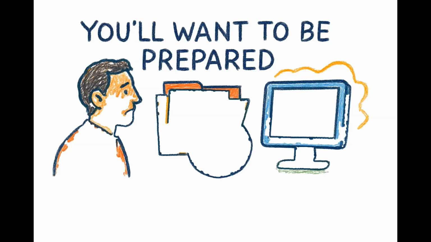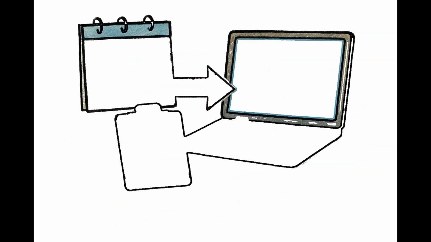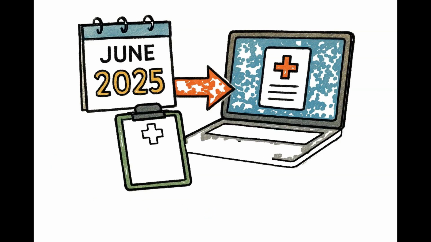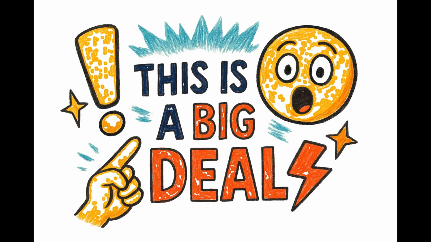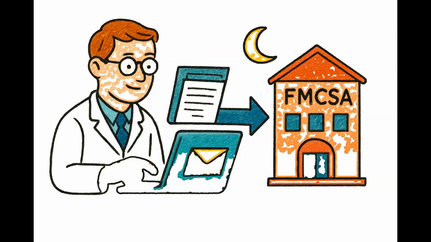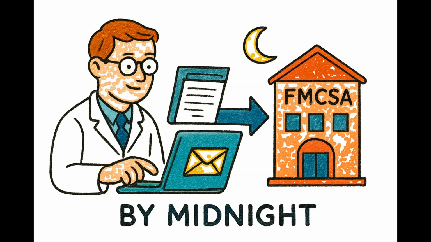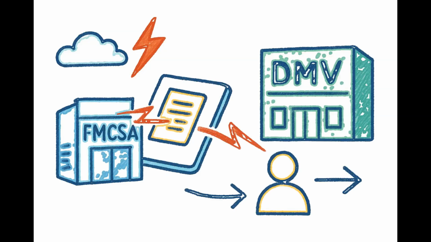And you'll want to be prepared because the system itself is changing. As of June 2025, the process of reporting your medical certificate is going fully electronic. This is a big deal. The medical examiner will now transmit your results directly to the FMCSA by midnight the next day. The FMCSA then zaps that information to your state's DMV, automatically updating your driving record.